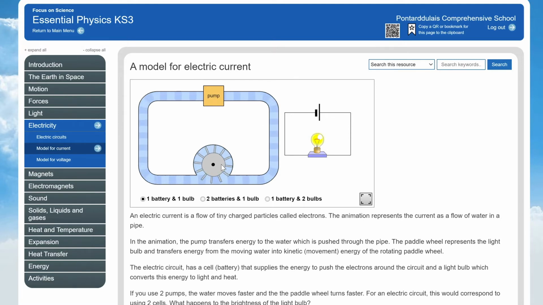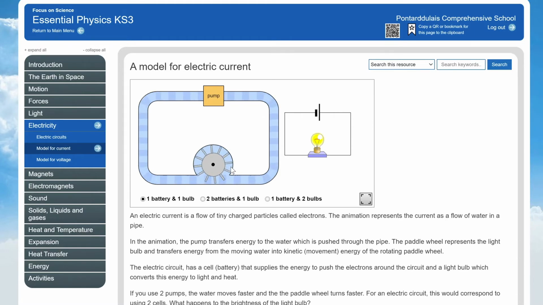The water wheel here slows down the flow of the water. It resists the water just as the bulb does here. Now the job of the bulb, of course, is to convert electrical energy into light energy. The job of the water here is to turn the movement energy of the water into the movement of the water wheel. So it's just a transfer of energy.